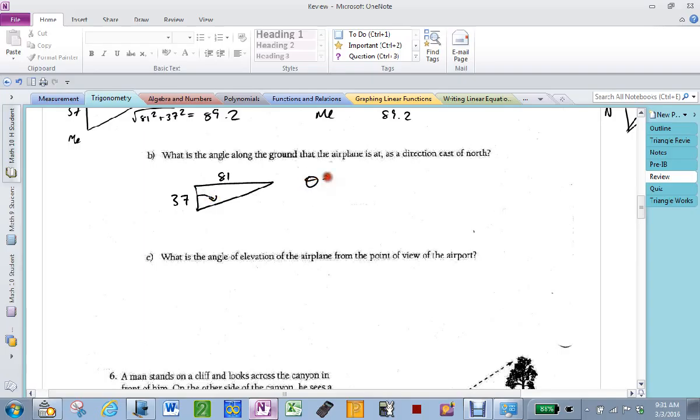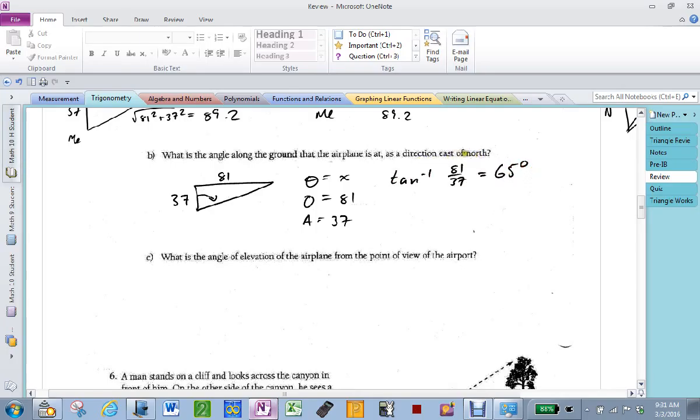So my theta is x, what I don't know. My opposite is 81, and my adjacent is 37. What do I use to find an angle? Shift tan. 81 over 37, and I get it to be what? 65 degrees. East of north.